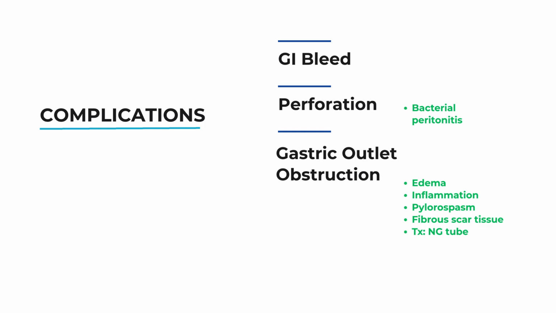And then, of course, gastric outlet obstruction occurs due to edema, inflammation, spasm in the pyloric sphincter, and fibrous scar tissue resulting from ulcer formation. Now, the main treatment if the patient develops obstruction is to decompress the stomach by placing a nasogastric tube or NG tube, which also helps with pain.